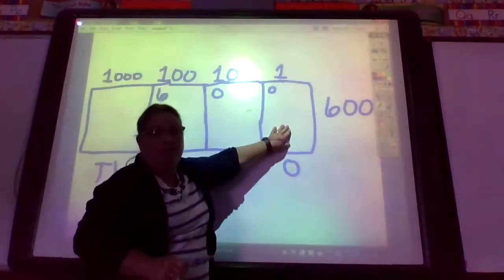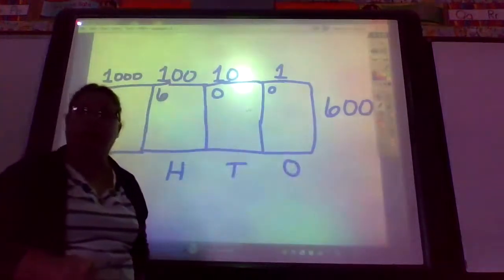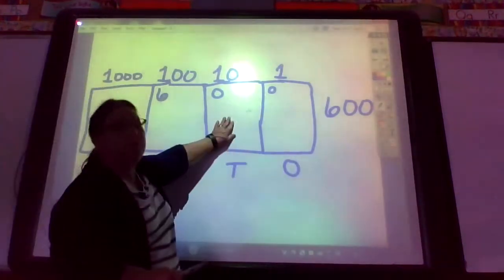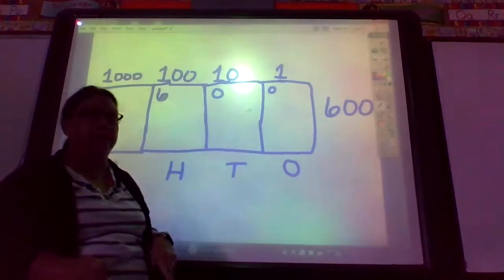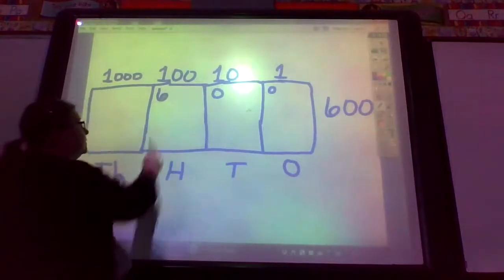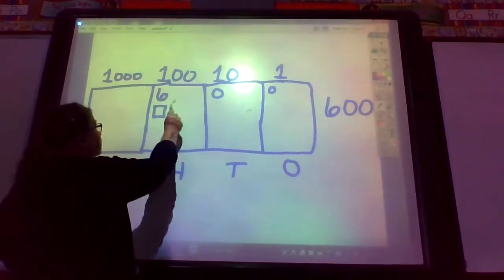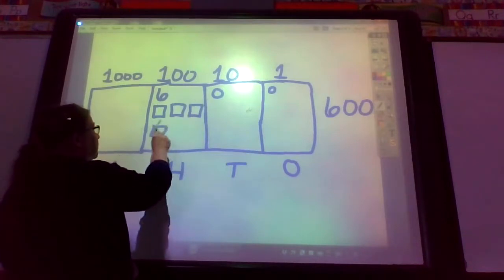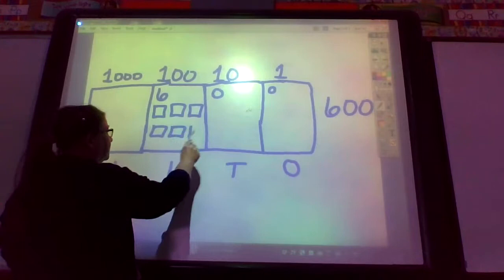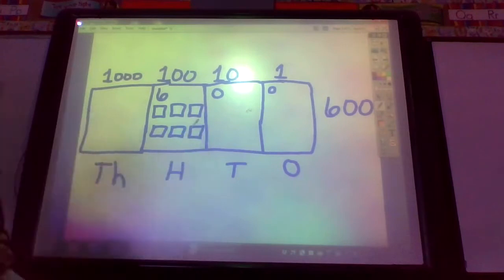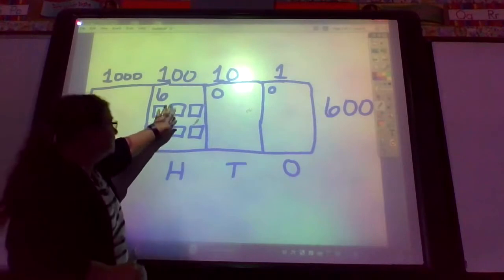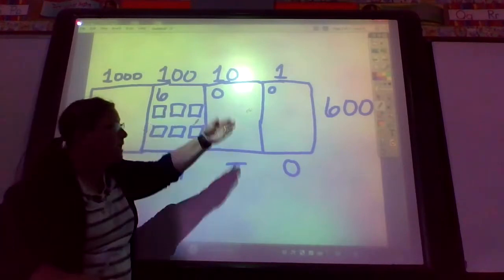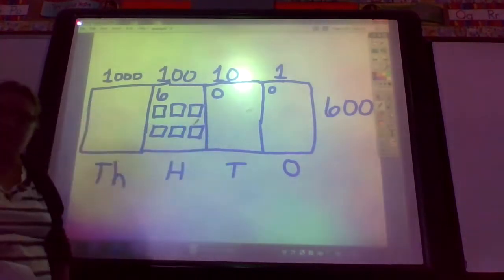I don't have any ones. I don't have any tens. But I can make my 600s. 100, 200, 300, 400, 500, 600. I have 600. That is my number. I don't have anything in the other places to make it a different number.